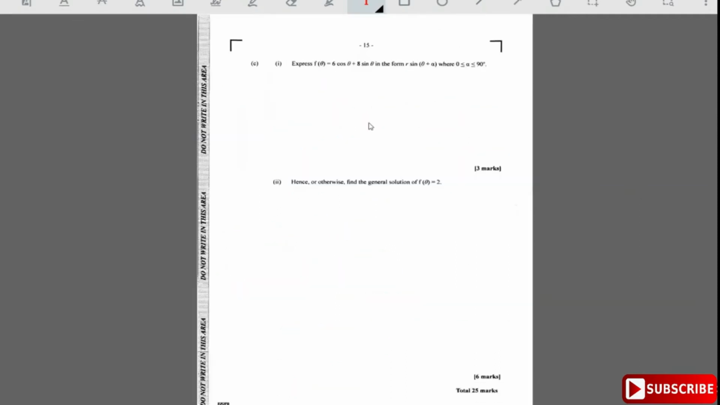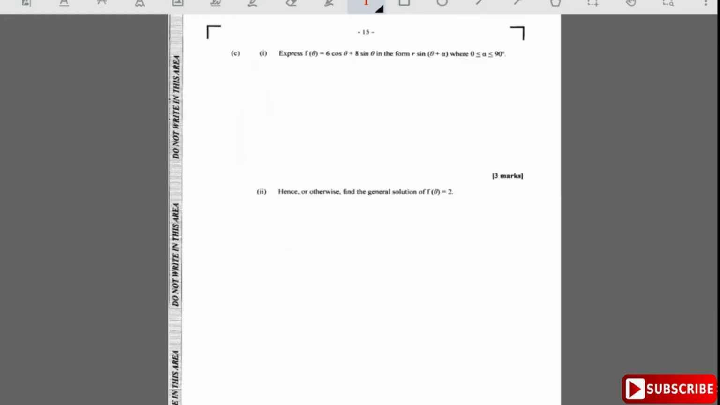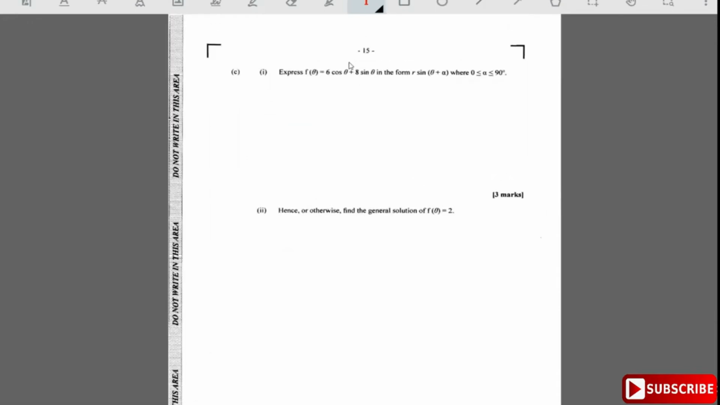All right, next part of the question, it says f of theta is equal to 6 cos theta plus 8 sin theta. Express it in the R-sine form. So first we need to find out what is R. R is equal to the square root of 6 squared plus 8 squared, which is 10. That's going to be R. Then alpha is tan inverse B over A. So alpha is equal to tan inverse 8 over 6.